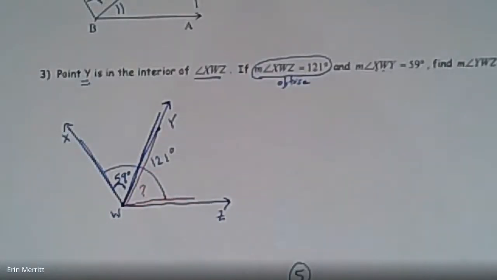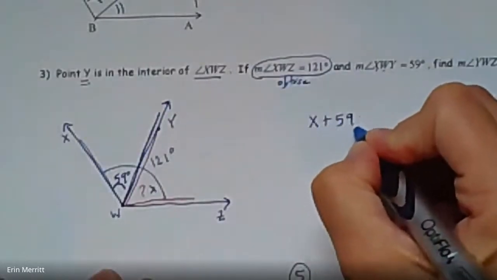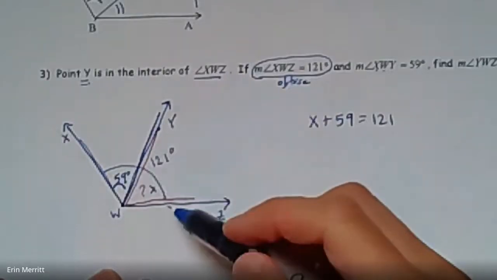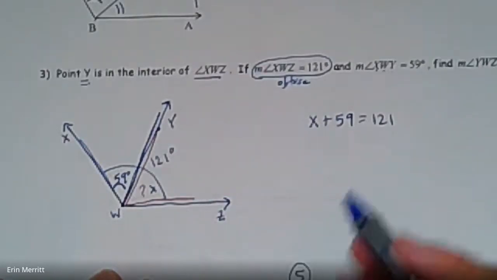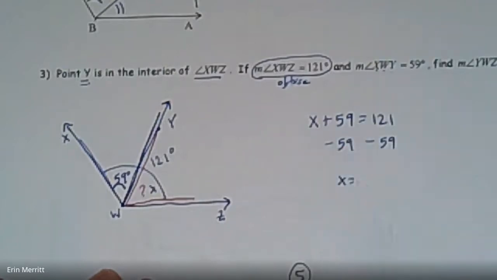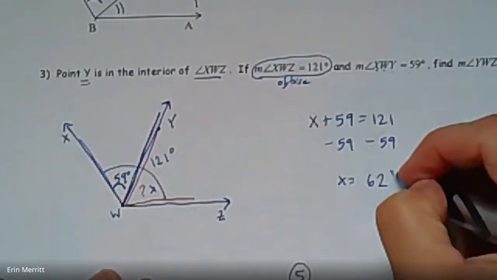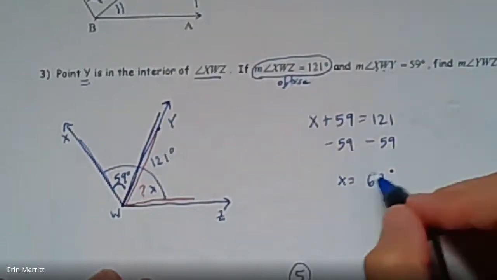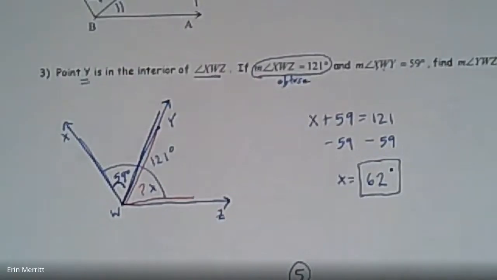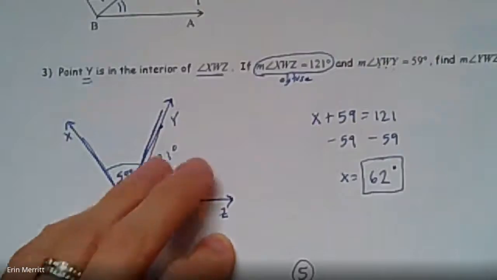So you have a choice. You can simply label that X and create an equation. So X plus 59 equals 121. Or you can just go straight to saying, hey, if the whole thing's 121, let's subtract 59. Either way, you're going to get to your answer. So it should land us at 62 degrees. All right. Let's keep moving. On to the next page. Same concept, a little bit more work.